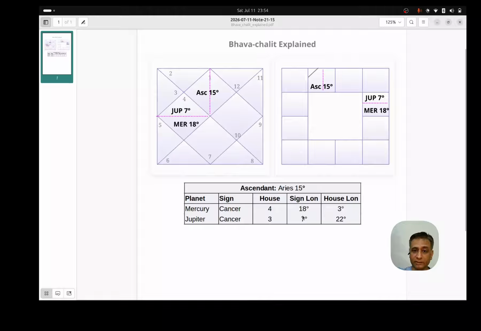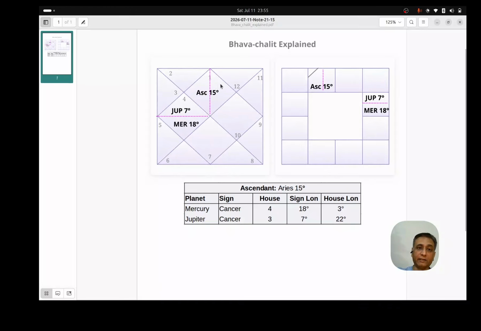So now this shows the sign longitude. Mercury is at 18 degrees of Cancer, the sign in which it is, and Jupiter is at 7 degrees of Cancer. We can see that. But for house longitude, after 15 degrees, Mercury has proceeded three degrees, right? 18 minus 15 is 3. But Jupiter has been in the third house since 15 degrees of Gemini. So if you add 15 plus 7, that is 22 degrees. This much they have proceeded in the bhavas, because bhava starts from 15 degrees.